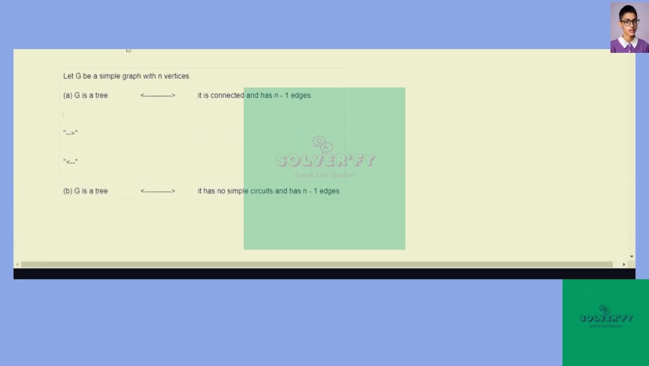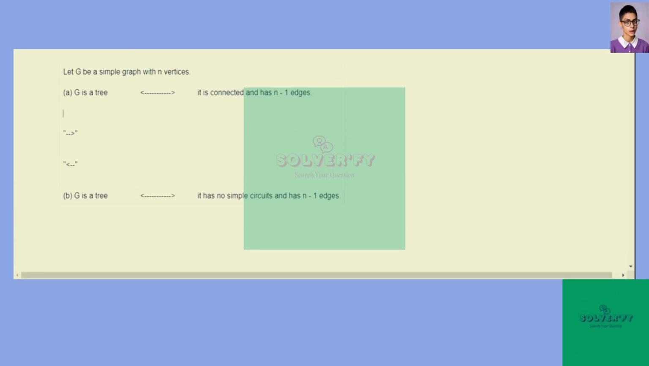Okay, so for this problem, it's saying that G is a simple graph with n vertices. Part A is saying that G is a tree if and only if it is connected and has n minus 1 edges. Because it's an if and only if, there's going to be two parts to this proof. There's going to be a going from the left to right statement, an if-then statement. The second half of this is going to be an if-then going from right to left.